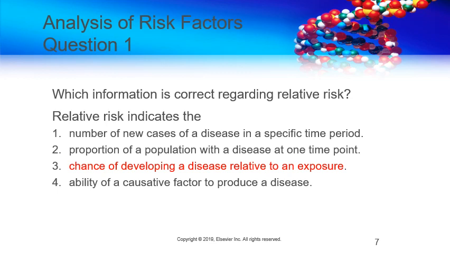Okay. The first one is wrong. The number of new cases of a disease in a specific time period, that's the incidence rate. Okay. Because remember, that time period is usually 1 year. The proportion of a population with the disease at one point in time, at one time point, not time period, is the prevalence. And then number 3 is the correct answer. The ability of a causative factor to produce a disease, that is pathogenicity.